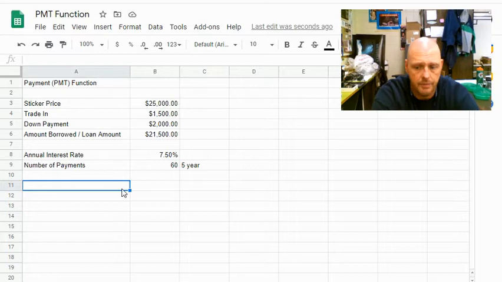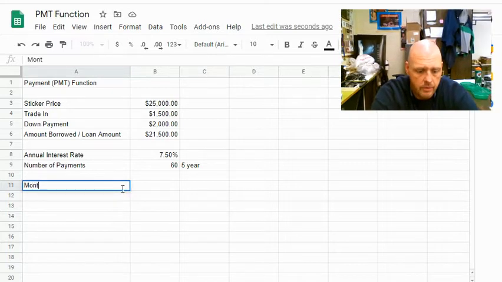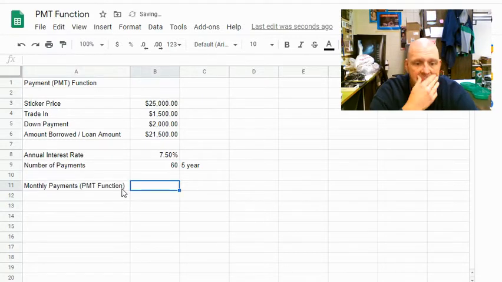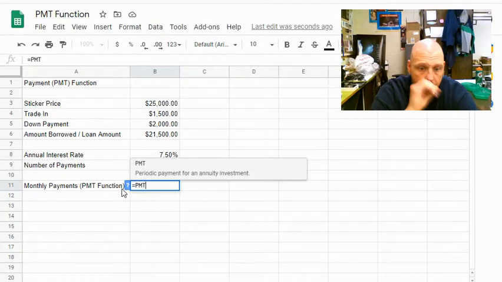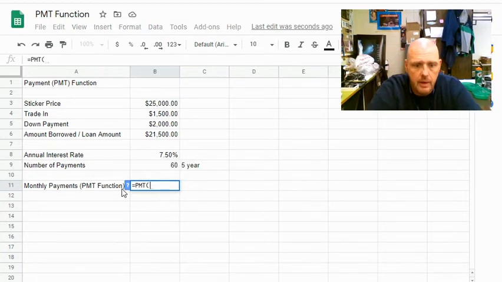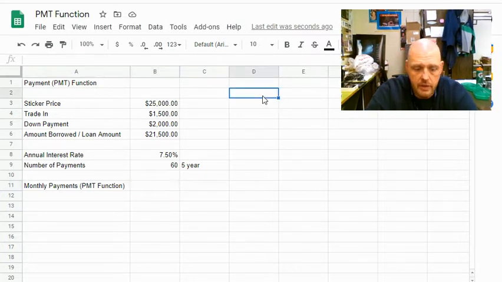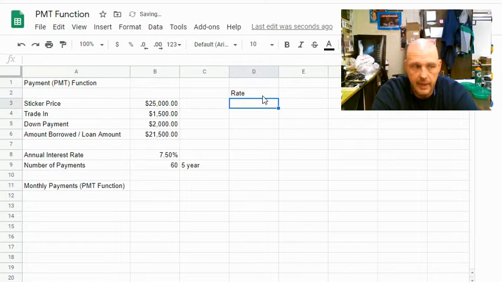So now I'm on to my payment function. So monthly payments, or the PMT function. Every function in Excel is going to start with an equal sign. Okay, what type of function are you doing? Well, I'm doing the PMT function. Now I open up my parentheses, and what am I making? Well, I've got a couple of pieces. First piece is the rate, right? The annualized interest rate divided by 12.